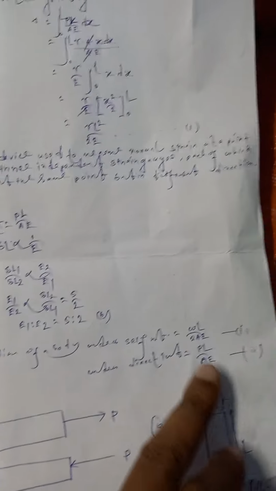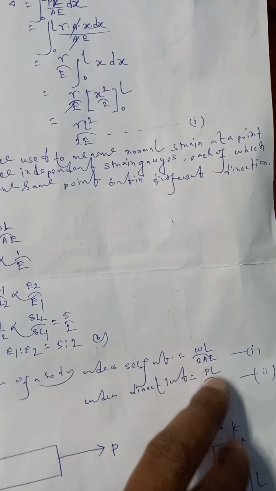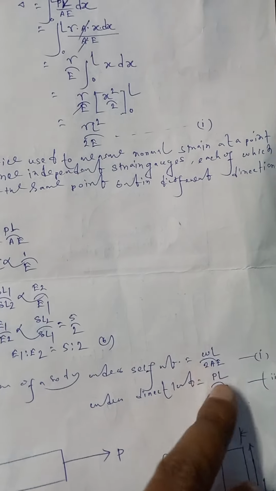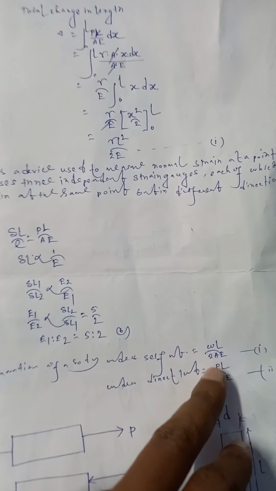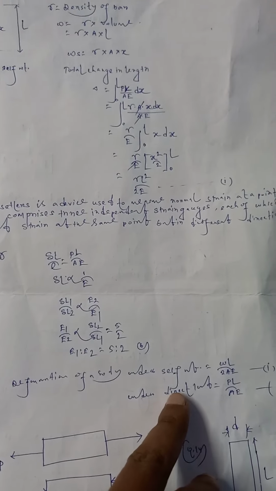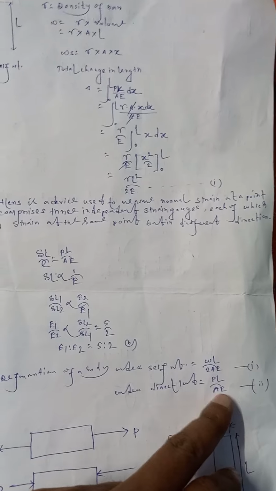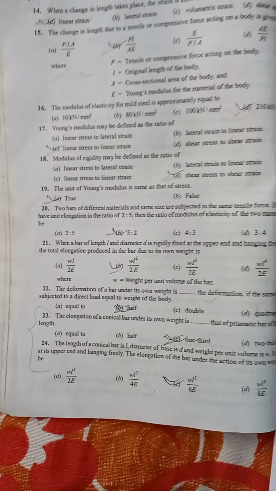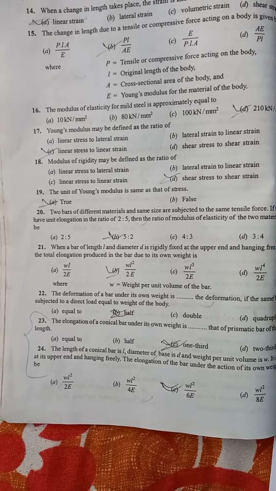So friends, if W becomes equal to P, then you can see the deformation of a body under self weight is half of the deformation produced under the direct load, PL by AE. Option B is the correct answer, half, for question number 22.